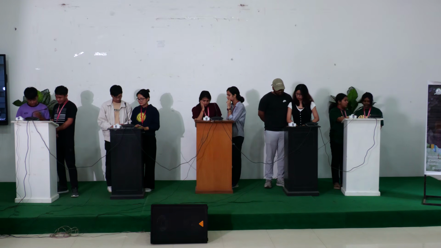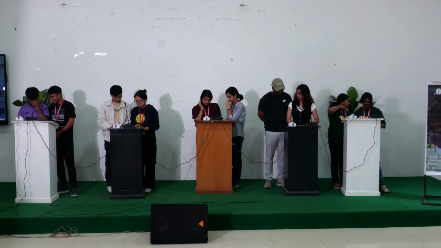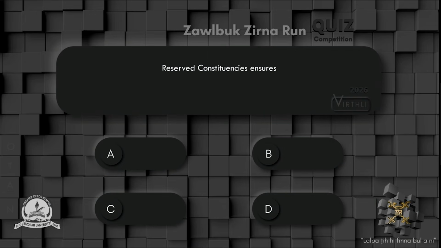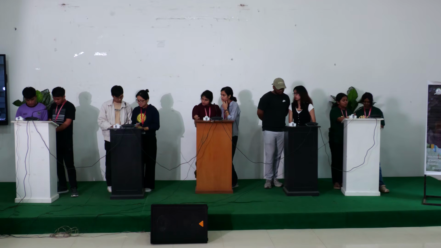Table 2, this is your fourth question. Reserved constituencies ensure, options are A, right to equality, B, proper representation to all religious groups, C, proper representation to the weaker sections of society, and D, none of these. And your time starts now.